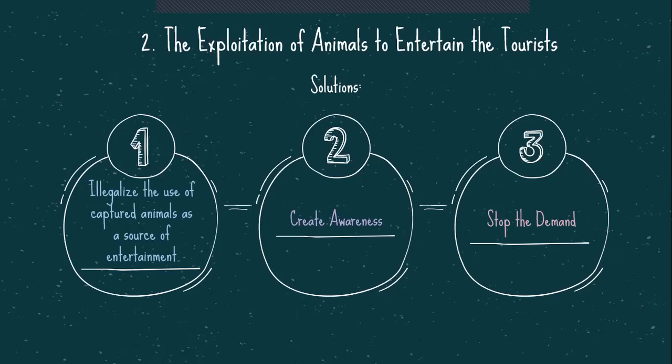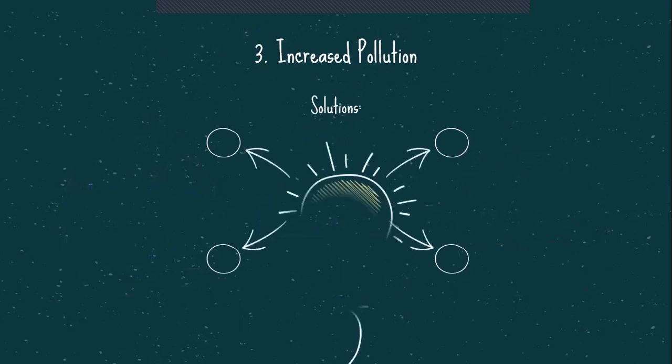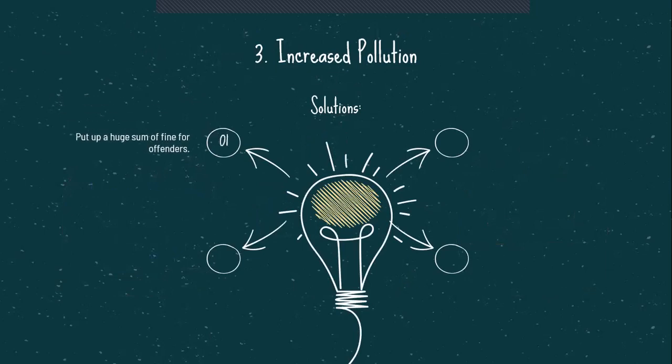Last but not least, mass tourism increases pollution in the tourism hotspots because, let's be real, there are plenty of irresponsible tourists out there. These problems can be solved in 4 ways. The first way is by putting up a huge sum or fine for offenders. This might help because people are protective of their money and they won't want to spend it on petty fines.